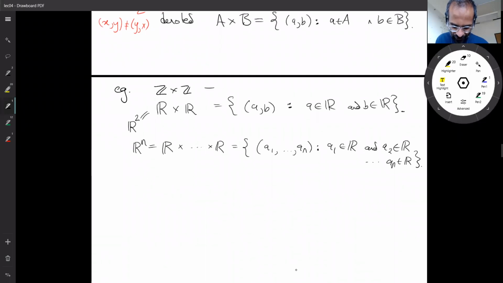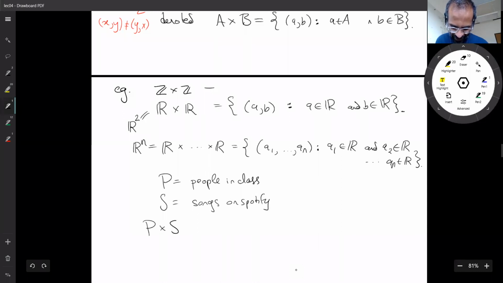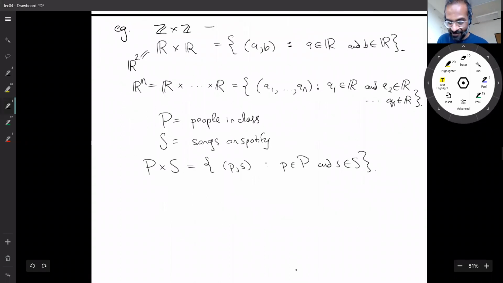For example, you could let P be the set of people in this class, and S be the list of songs on Spotify. And then you have P times S, which is a list of pairs of people and songs. And then you can define some interesting subsets of this set.